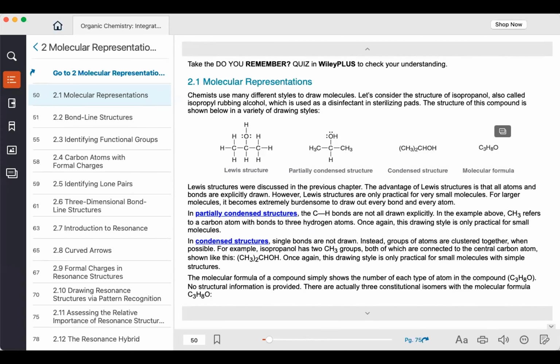Hi, and welcome to Chapter 2. This is Section 2.1. Your book is talking about molecular representations in this section. In this chapter, we're going to talk a lot more about how to communicate about organic chemistry.